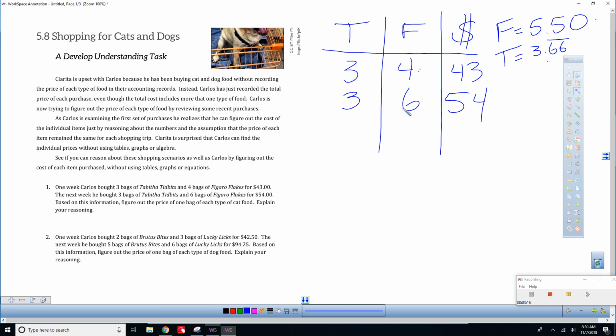Let's just do it the way we're supposed to do it, which is a system of equations, Carson. So can you see within these tables that we can set up a system of equations? 3t plus 4f equals 43. 3t plus 6f is 54.